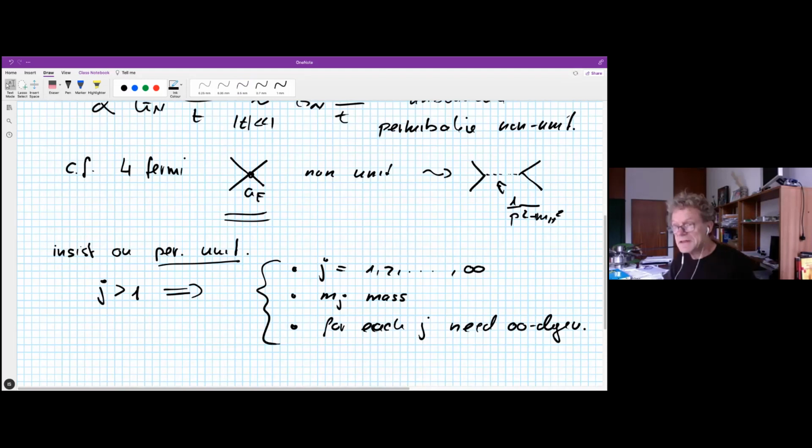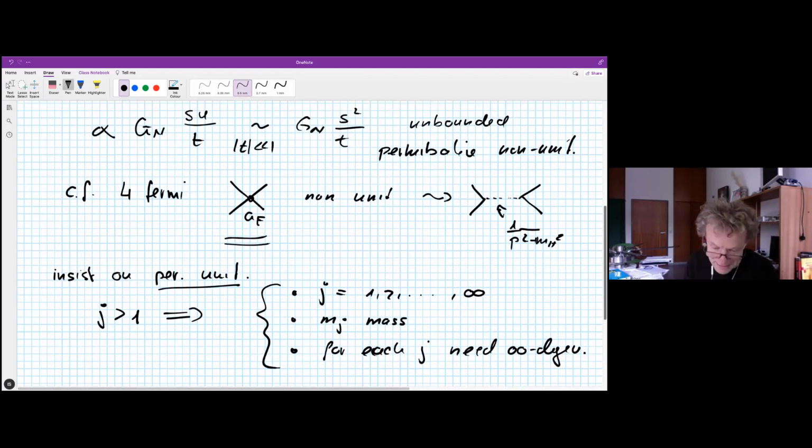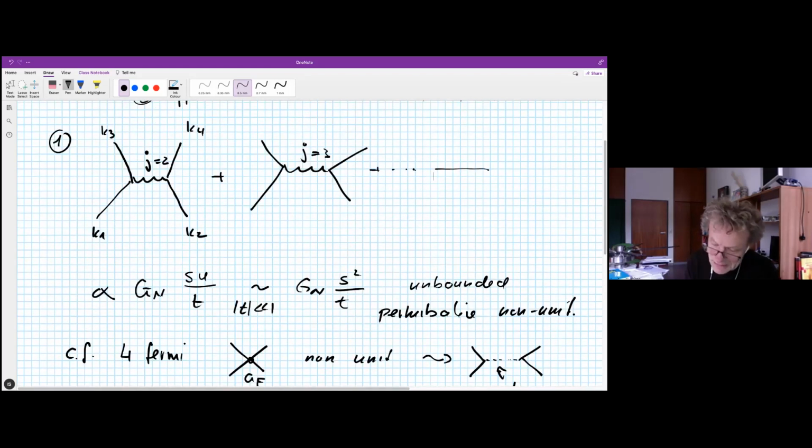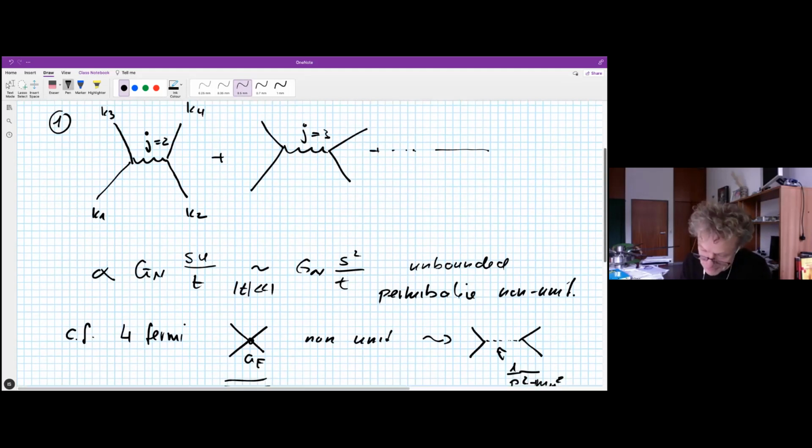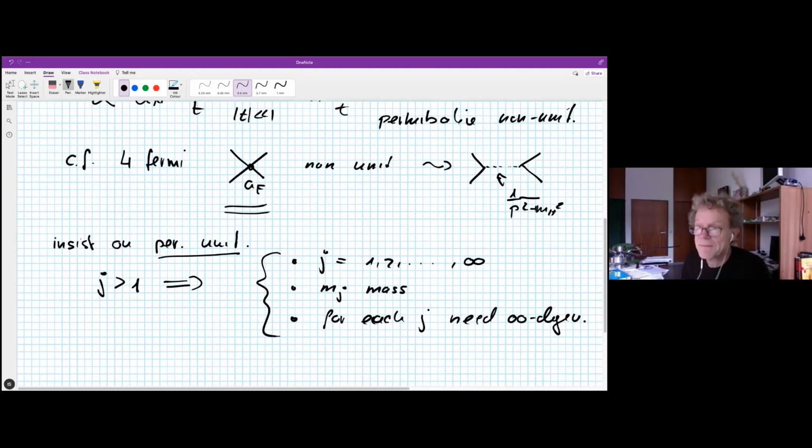So it's not guaranteed that if you add to this amplitude which you already had all these terms, this will on its own give you a unitary theory, but you can show that perturbatively, if you want it to be perturbative, you need this.